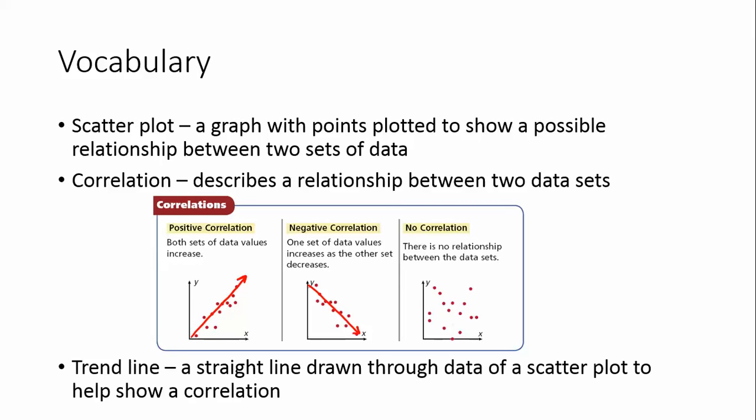And a trend line, or a line of best fit, is a straight line that's drawn through the data of a scatter plot to help show a correlation. And I do want you to make sure that you have all of this in your notebooks, including the 3 different correlations and a quick sketch of what all 3 of those look like.